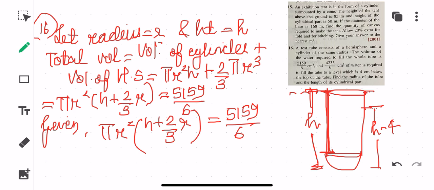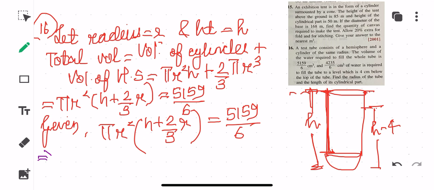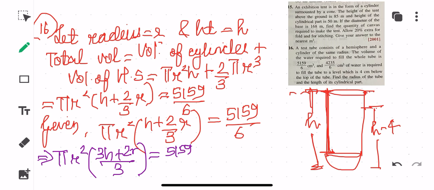Or else if you want to reduce this particular equation, children, this can be written as what? I'll just erase this so that I can get it in the form of an equation, because here I need to frame the equations. So you can do like this. This implies pi r square, take the LCM here. So this is 3h plus 2r upon 3 is equal to 5159 divided by 6.